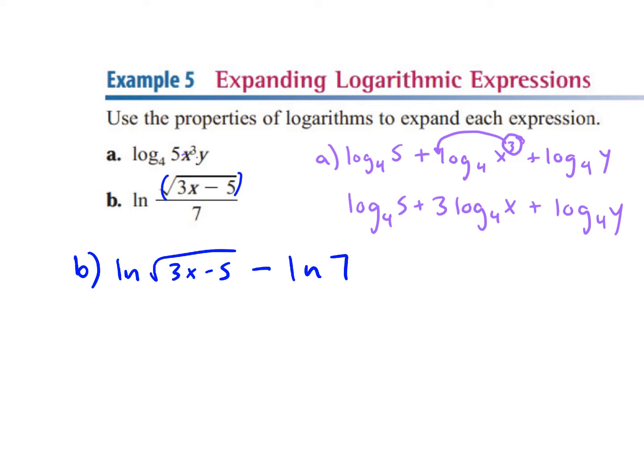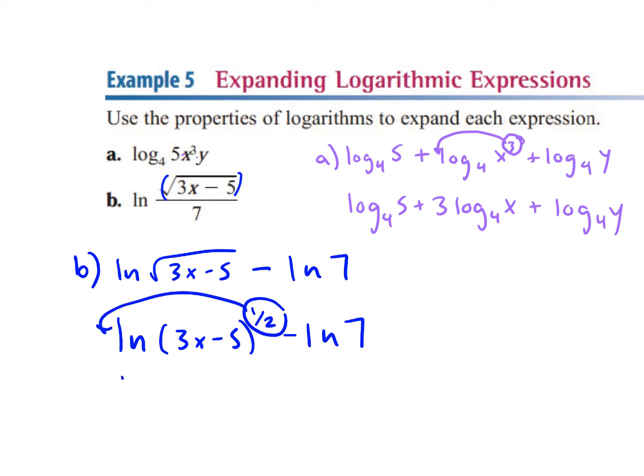I have a square root. What exponent is a square root? 1/2. So this is ln of 3x minus 5 to the 1/2 power. And then when expanding, what can I do with an exponent? Put it to the front. So this would be 1/2 ln of 3x minus 5 minus ln of 7.